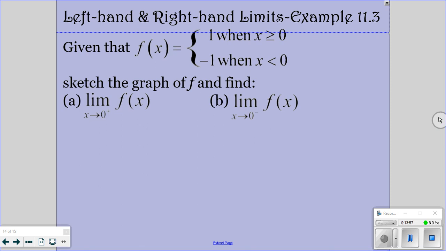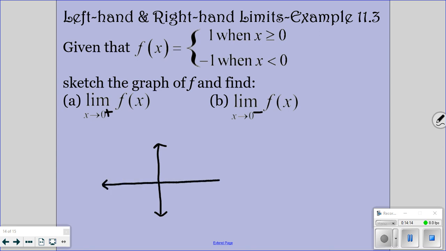So now we want to sketch this graph and then find the limits. And again, it may be kind of hard to tell. This says plus and this is a minus. So first we want to graph our function. So it equals 1 when x is greater than or equal to 0. And it equals -1 when it's less than 0. So it's an open circle there. So that's the graph of this function.